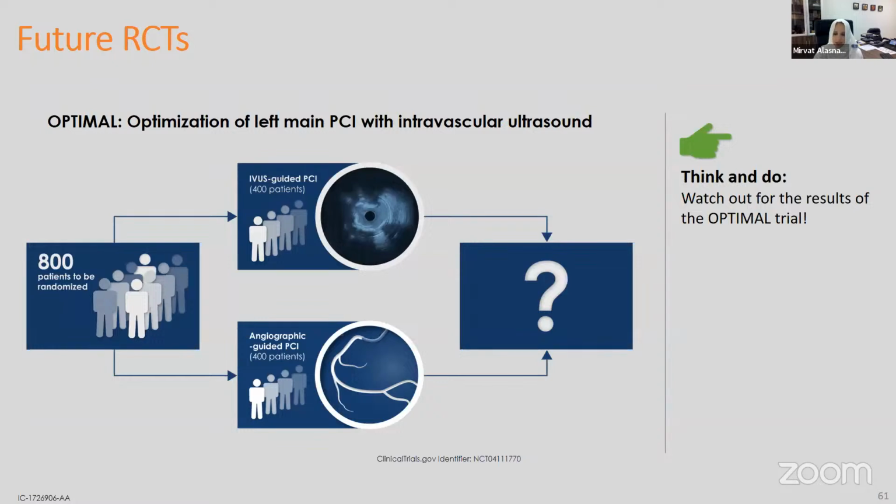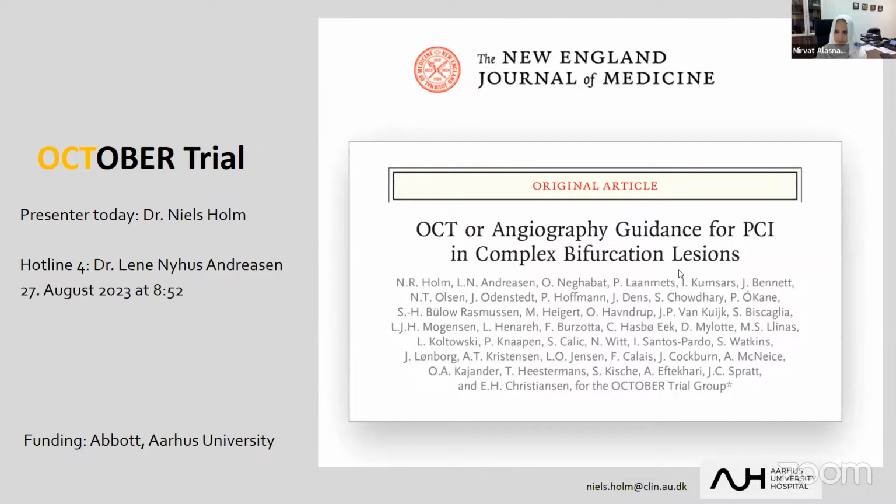What's in the pipeline? Well, in the pipeline, there's the optimal study. They're planning to recruit 800 patients, 400 in the IVUS and 400 in the angiography guided only, and they're going to look for hard endpoints. I think what we also want to be looking at is different ethnicities, looking at women compared with men. We do know that there's sizing differences with different populations.